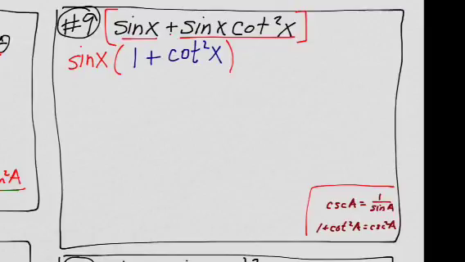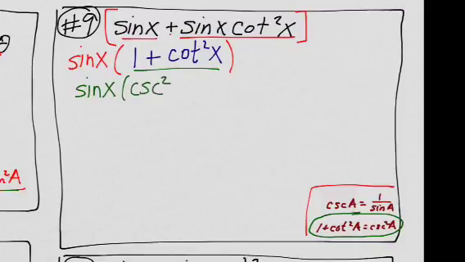cotangent squared x. Now, seeing that should remind me of those Pythagorean identities. And in fact, we have the third one. We looked at the first two in the last problem. The third one right here actually says 1 plus the cotangent squared is equal to the cosecant squared. So we'll just rewrite this as sine x times cosecant squared of x.